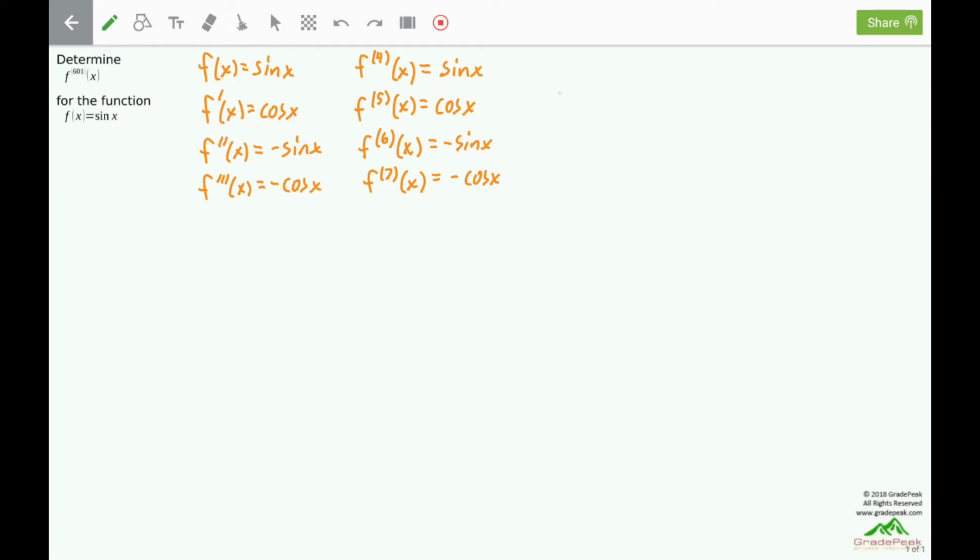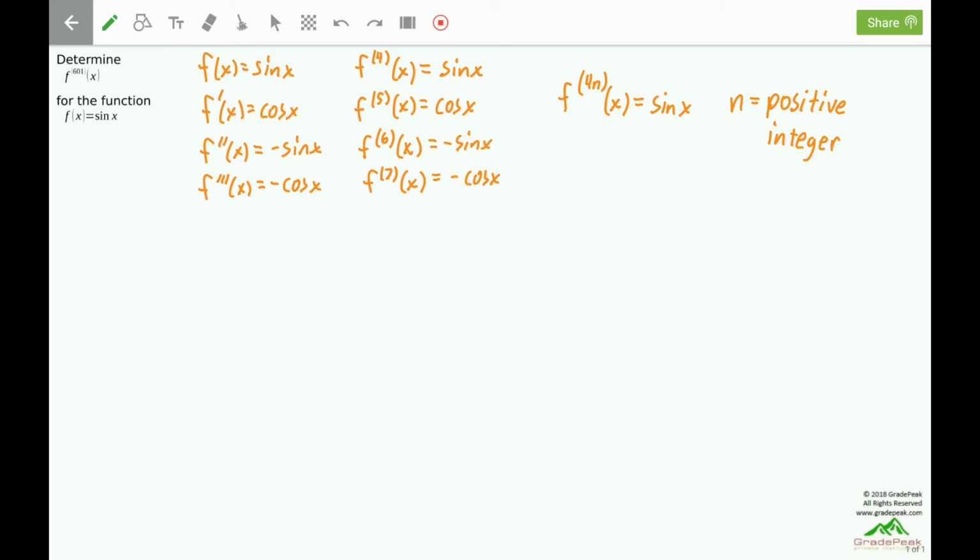As a matter of fact, we can generalize this to every fourth derivative. So I can write that as f 4n of x will be equal to sine of x, where n equals a positive integer. So every fourth derivative will be sine of x.